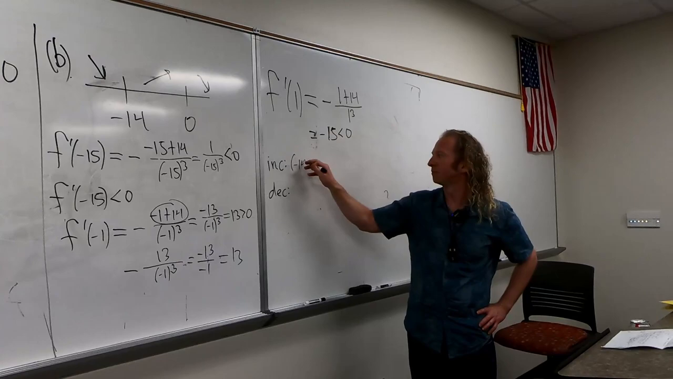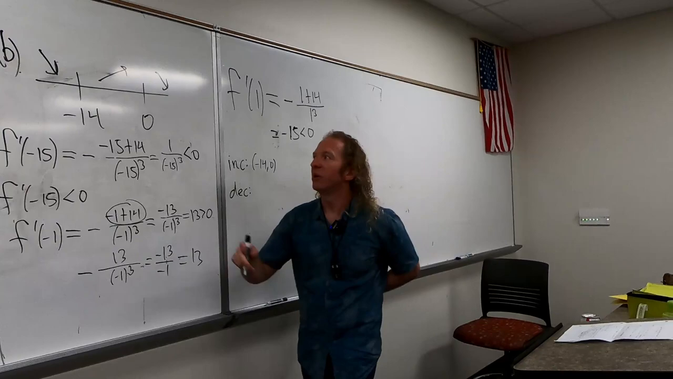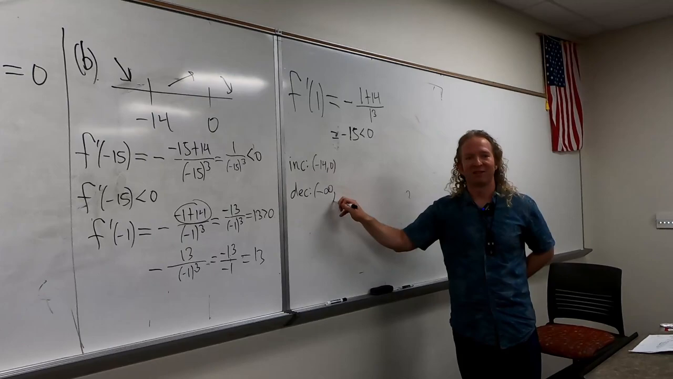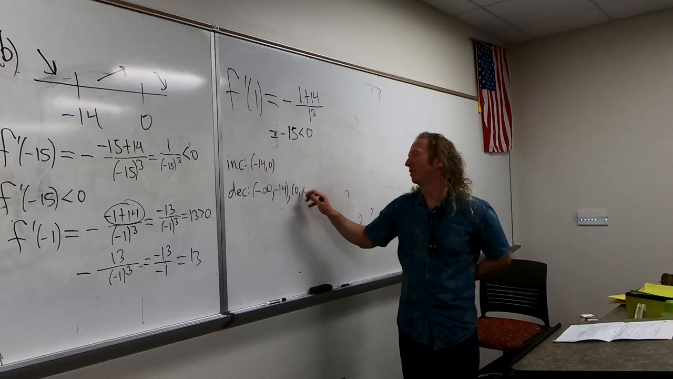And then decreasing would be two pieces. You have this piece, and you have this piece. So it'd be negative infinity to negative 14. And what's the other piece? Zero to infinity. Don't use a union. Technically, if you use a union, it's wrong.